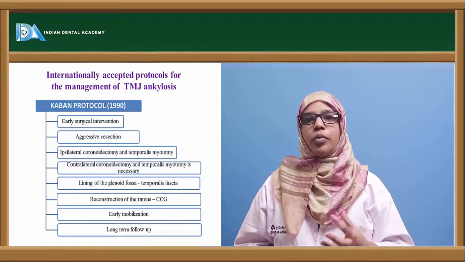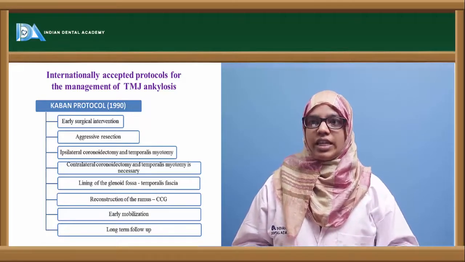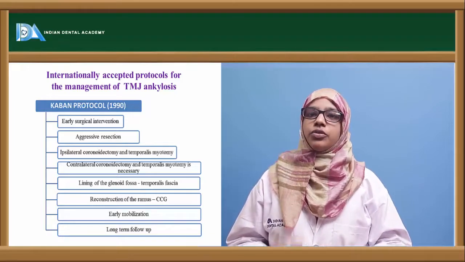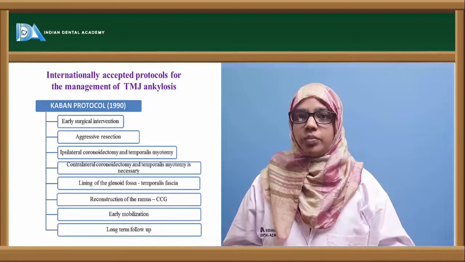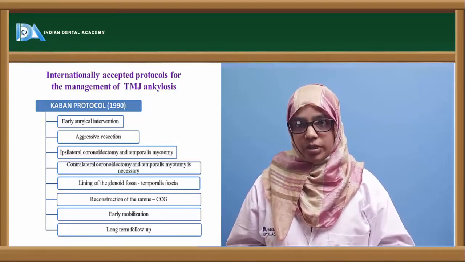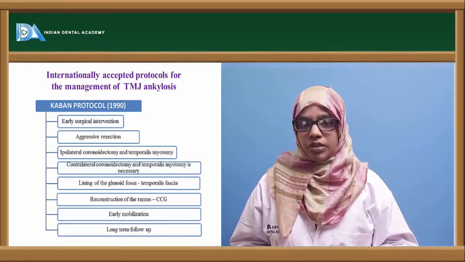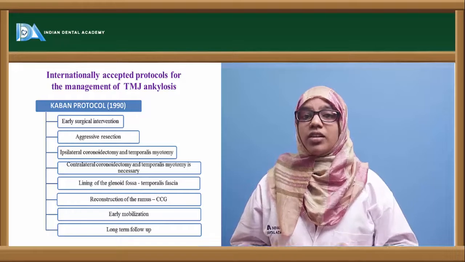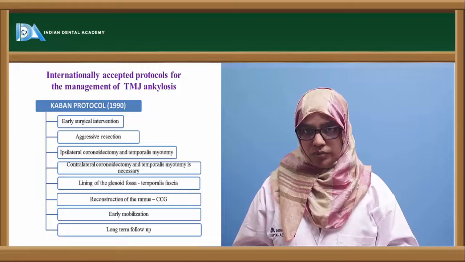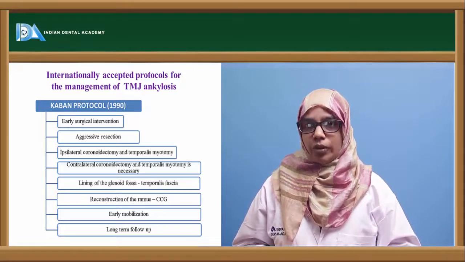Now, the most popular protocol for the TMJ ankylosis is the Kaban's protocol given in 1990. Okay, Kaban stated that the earlier you treat these conditions, the better is the patient. The less facial deformity, the less functional deformity. Okay, so early treatment is important. Aggressive resection. Remove the entire ankylotic mass along with the medial bony projection also. Okay, then ipsilateral coronoidectomy and temporalis myotomy.